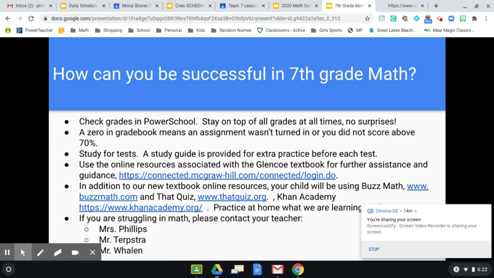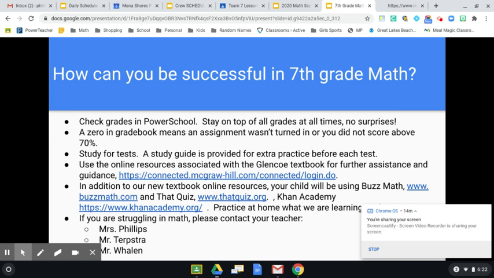Fifth, in addition to our new textbook and the resources that it provides for us, we're going to use BuzzMath and that quiz and Khan Academy. Those are probably the three strongest and most used websites that we'll go back to for extra practice. And even if we don't tell you, if we don't say, hey, go to BuzzMath today and do this, or go to that quiz and practice this, you should get familiar with those websites as we go through the year and know where to find things to help yourself out and practice and study and get ready for what's coming on your test.